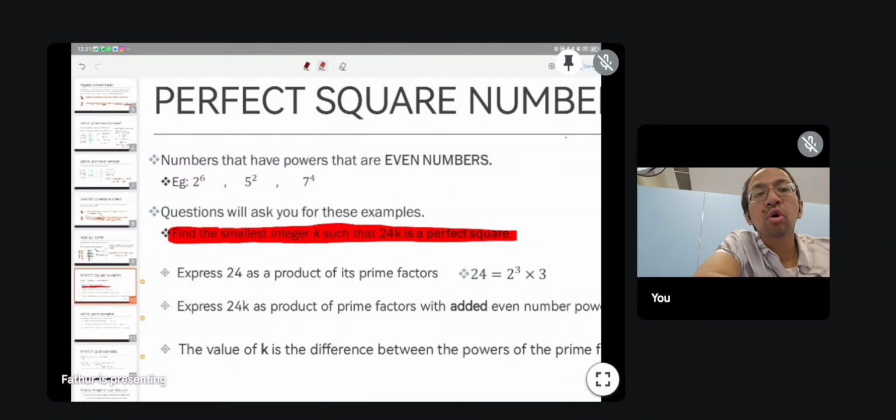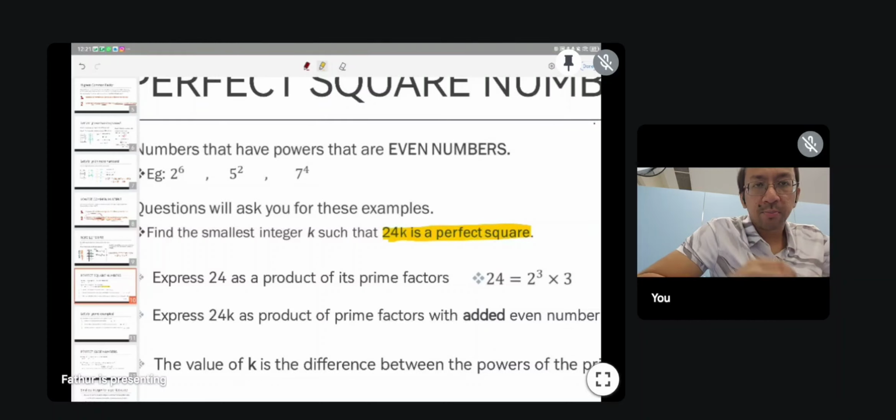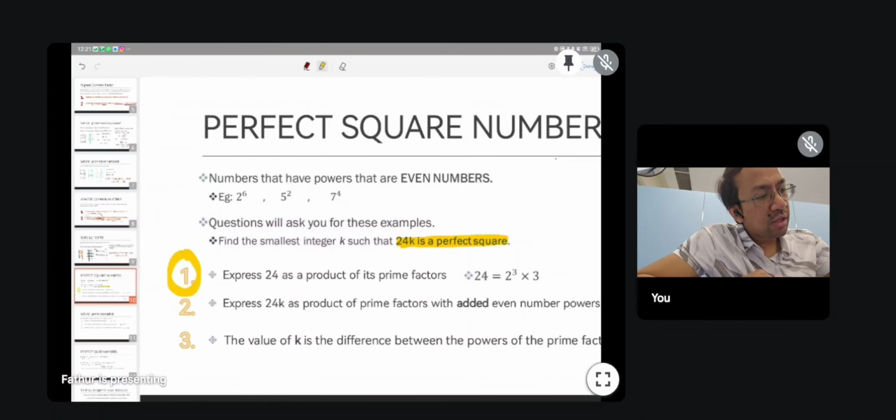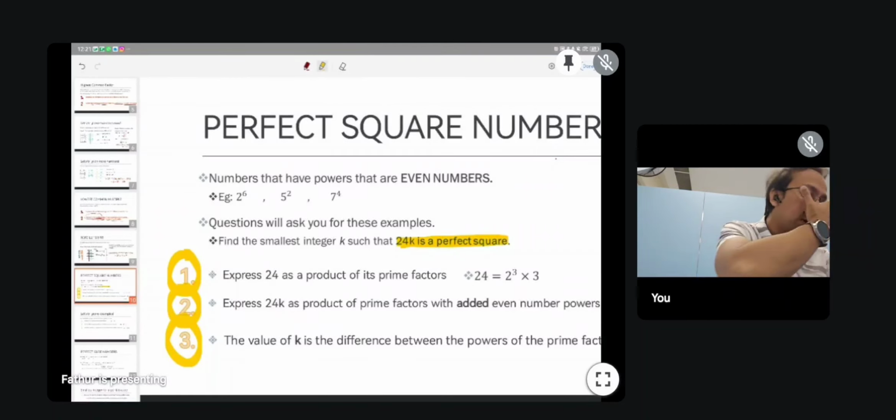Alright, as long as the number here is a perfect square. So how to know that it is a perfect square? How to make it a perfect square? Follow these 3 templates. Just follow, that's all.